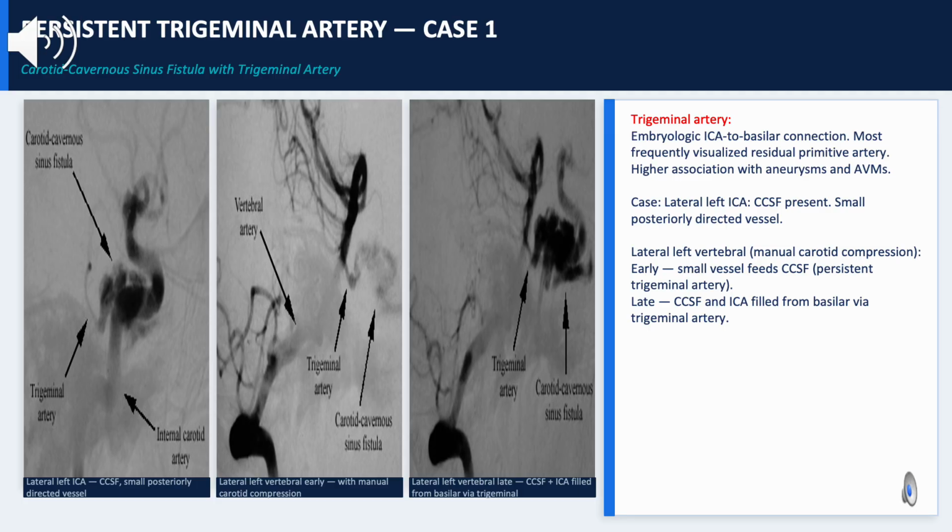It is associated with a higher incidence of intracranial aneurysms. It creates a direct ICA to basilar shunt that can dramatically complicate ICA territory interventions. And in the case shown here, it sustains a carotid cavernous sinus fistula from the basilar artery side. The 3-image sequence with manual carotid compression is the classic technique for demonstrating posterior circulation flow through a persistent trigeminal artery. Without compression, the ICA pressure masks the retrograde flow.